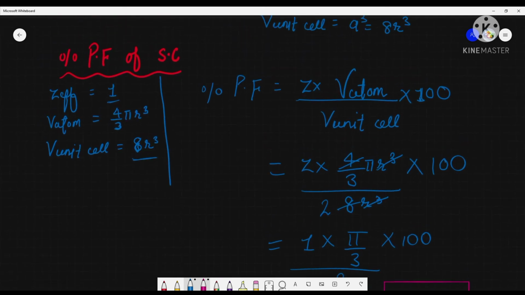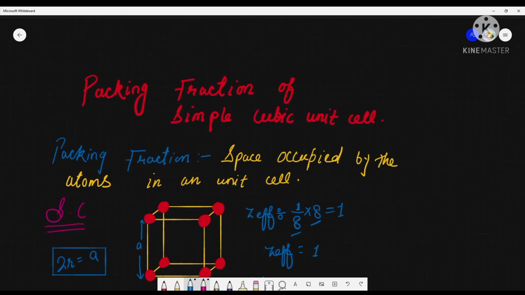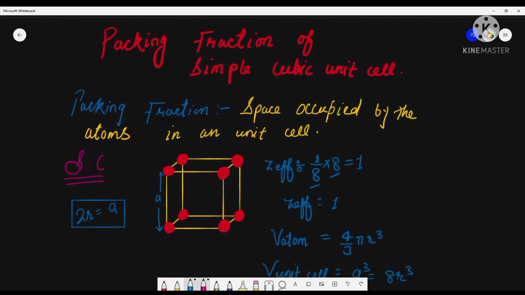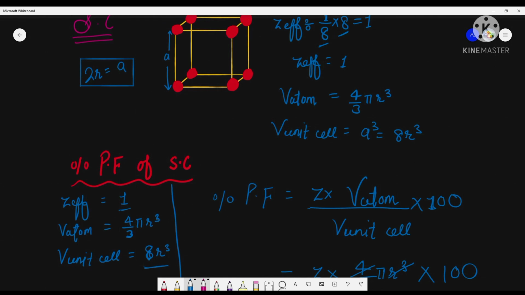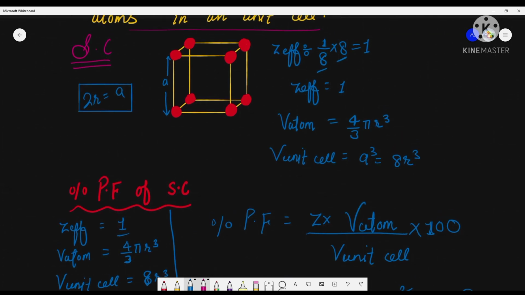I hope this is very clear to you. Let me repeat it. First of all, we learned what packing fraction is. Packing fraction is the space occupied by the atoms in a unit cell. Here we talked about the simple cubic unit cell and its packing fraction. The simple cubic unit cell looks like this, and 8 atoms are placed in its corners, meaning each corner has 1 atom.